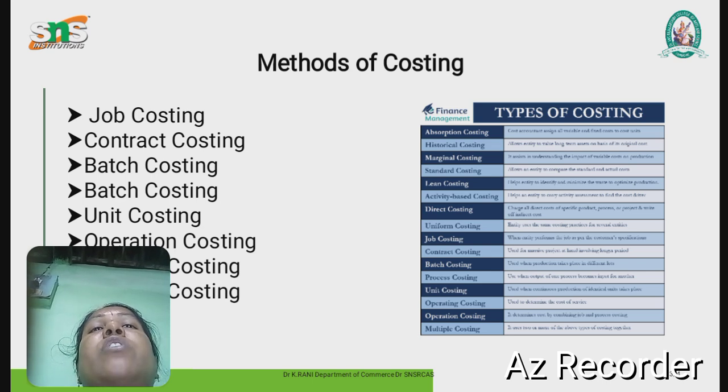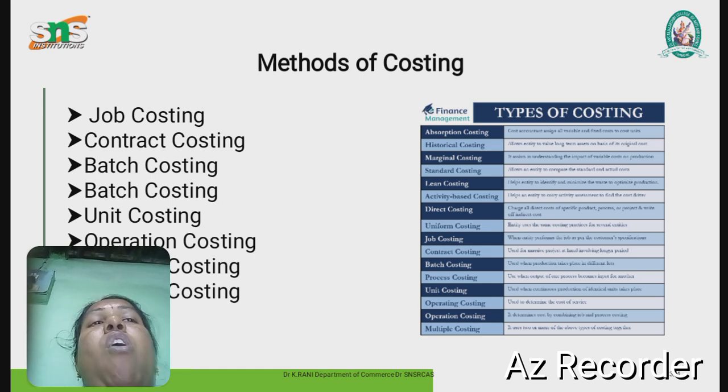Direct costing, also called variable costing, is a method of cost accounting that considers only variable costs as product cost. Indirect costing, known as absorption costing, allocates both variable and fixed manufacturing costs to products. Full costing, also known as absorption costing, involves allocating all manufacturing costs, including both variable and fixed costs, to units of production.